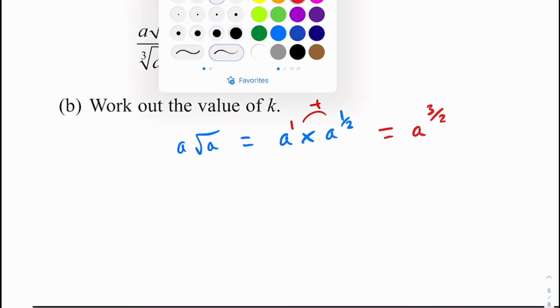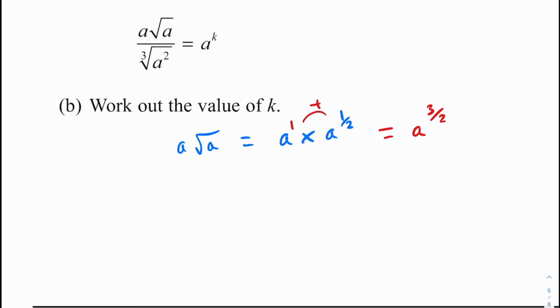For the bottom of the fraction, what we've got is the cube root of a squared, which is equal to a squared all to the power of 1/3, and then we simply multiply our two exponents, and we get a to the power of 2 over 3.